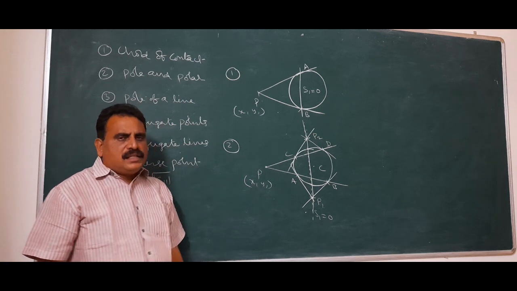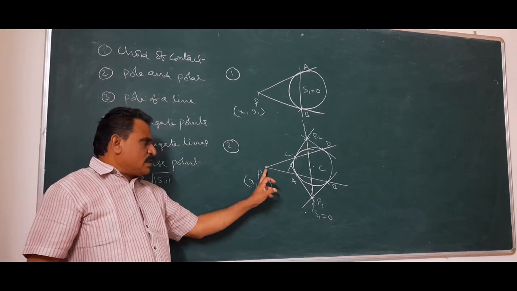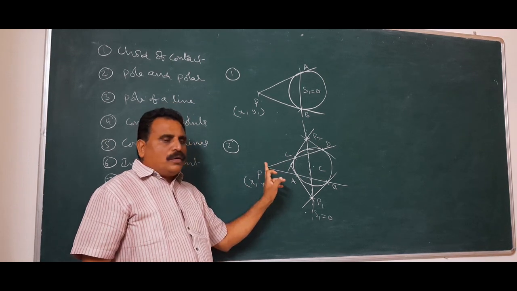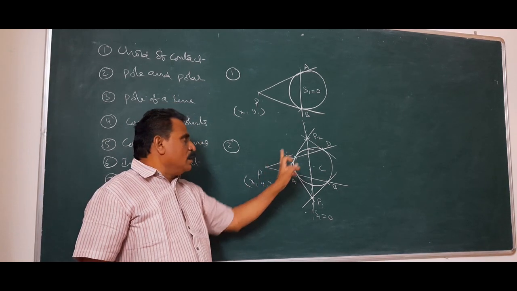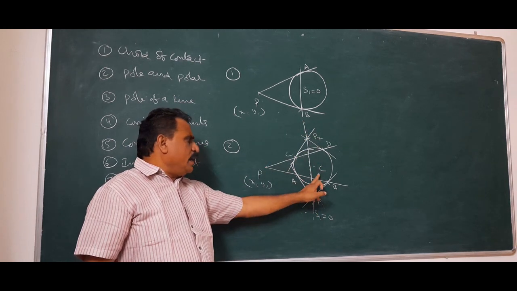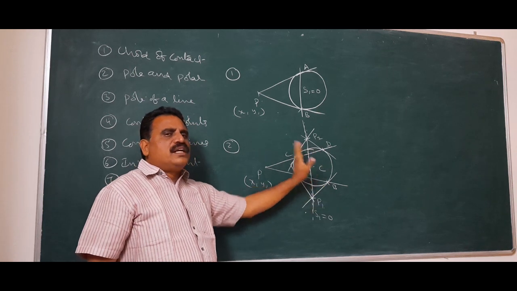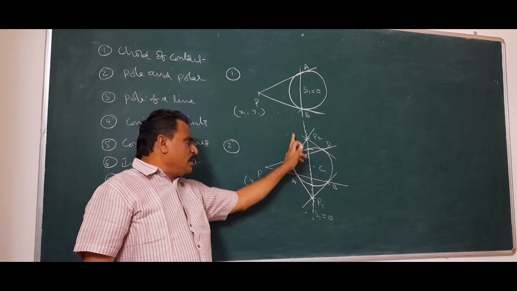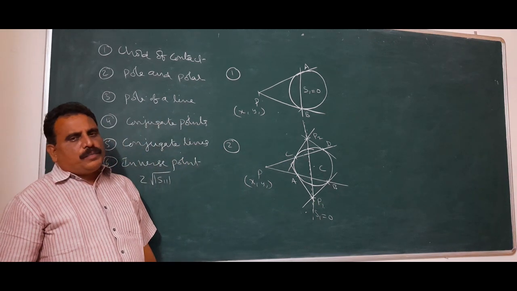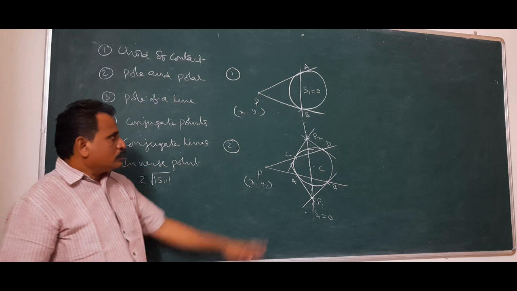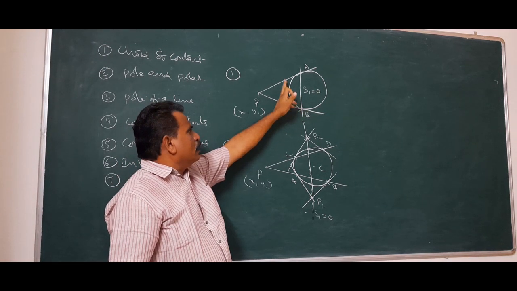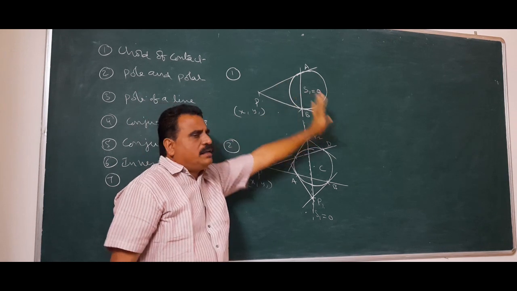So polar will exist for any point, either external or internal. If the point is external, then the polar cuts the circle. If the point is inside, the polar is outside the circle. If the point lies on the circle, the polar becomes a tangent. Equation of the polar is S1 equal to 0. If the point lies on the circle, the chord of contact coincides with the tangent.